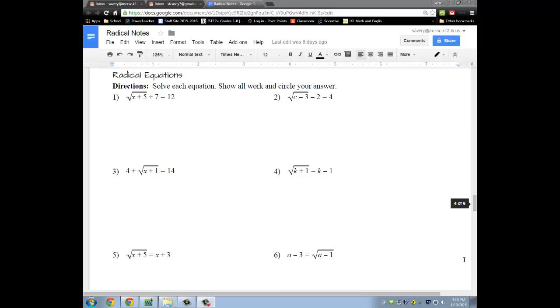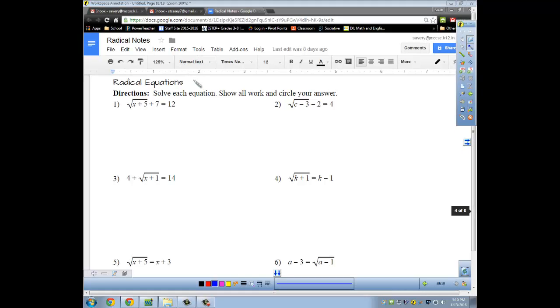So for number one, well, first of all, one thing that we need to write down is we always want the radical sign by itself. So, like if I look at number one, I have the square root of x plus 5, and then I have this plus 7 that's just hanging out there. I didn't get rid of this plus 7, so I just have the square root part by itself. So to get rid of the plus 7, I'm going to subtract 7 to the other side. To get square root of x plus 5 equals 12 minus 7 is 5.